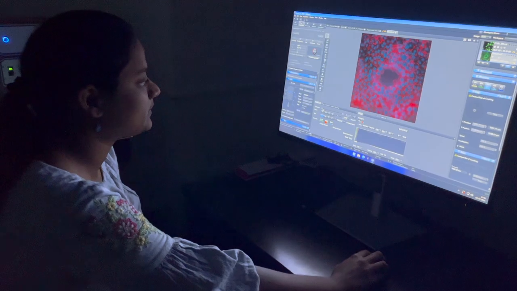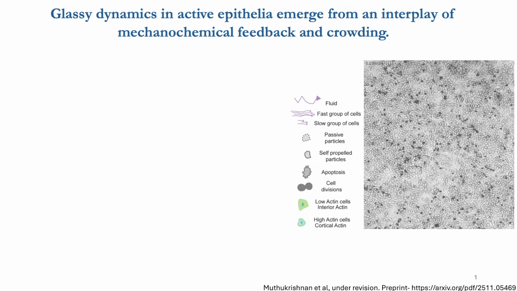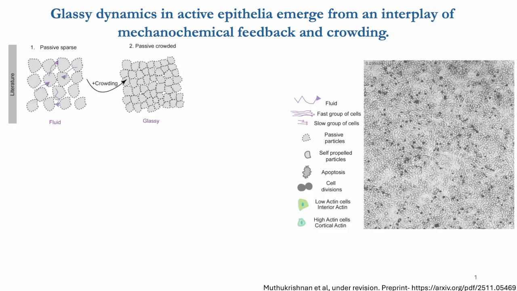So my main work is looking at the physical properties that come from crowding and how they can interact with the biological properties of the cells. Generally, when particles are sparse, they can move freely, but as they get more and more crowded, the movement of particles is restricted by their neighbors. So the dynamics slows down drastically and they show glassy dynamics. One important feature of glassy dynamics is dynamic heterogeneity. It means that there are groups of fast particles and groups of slow particles which are clustered together in space.